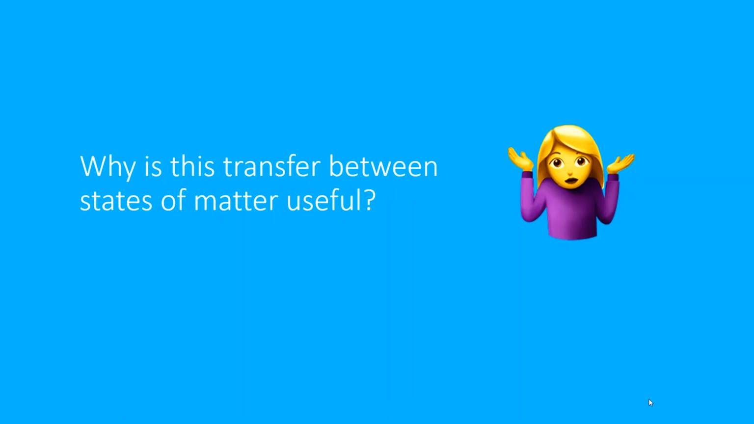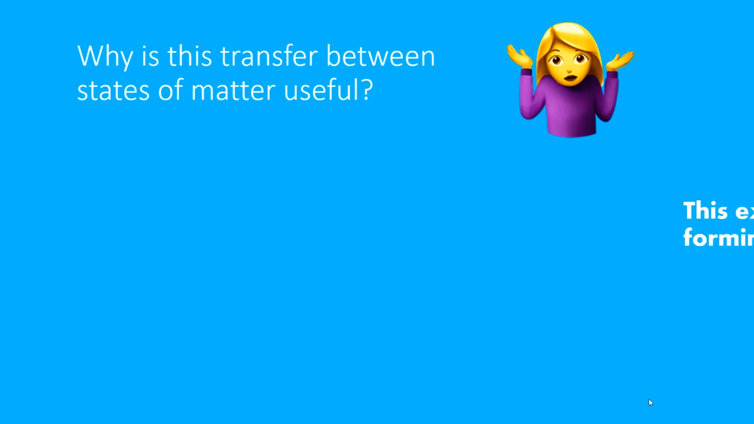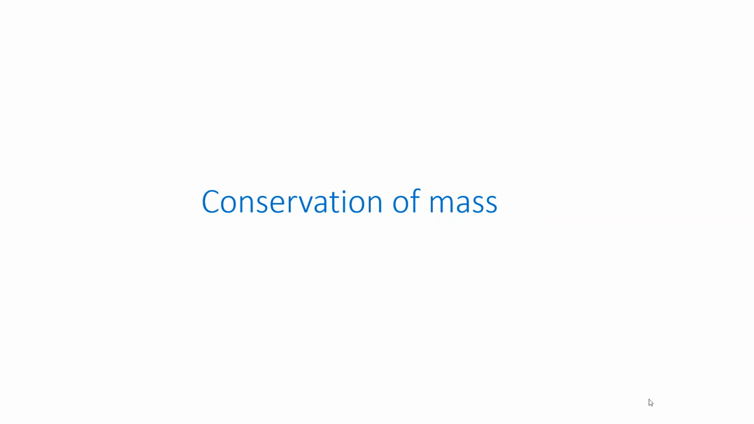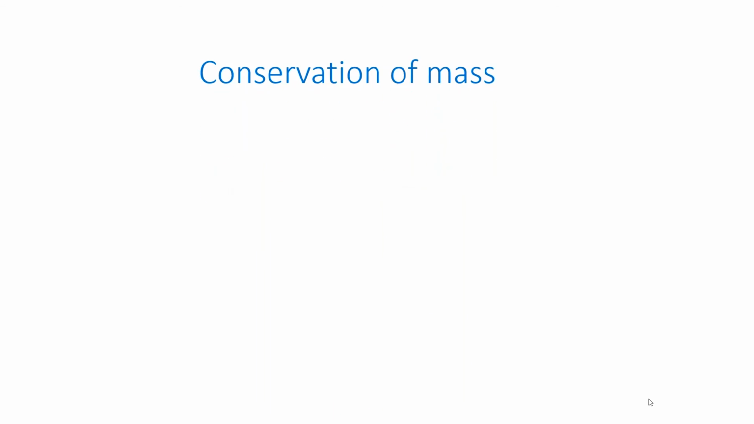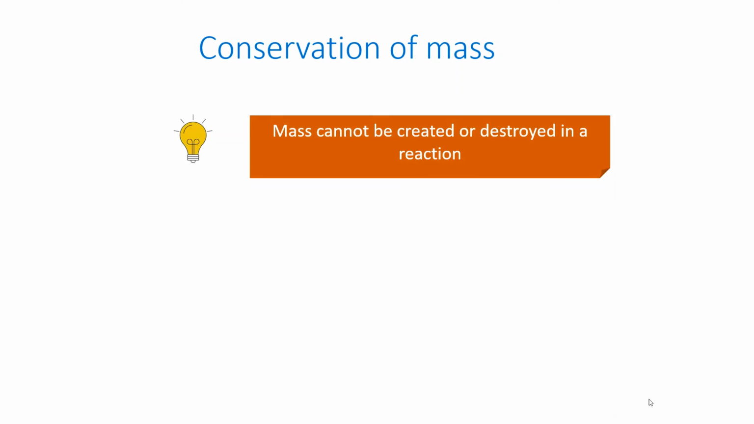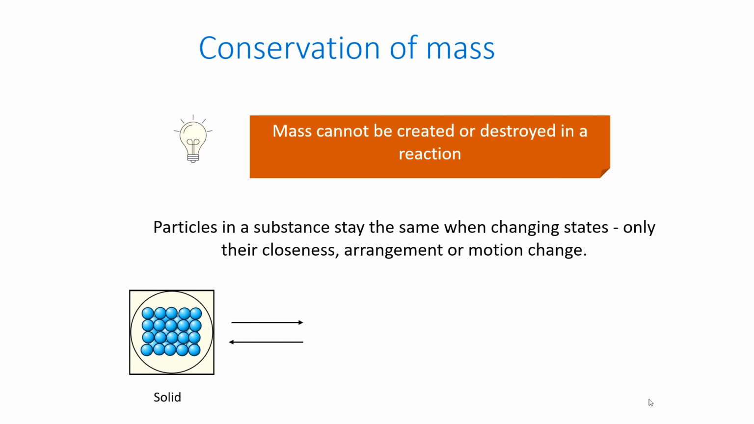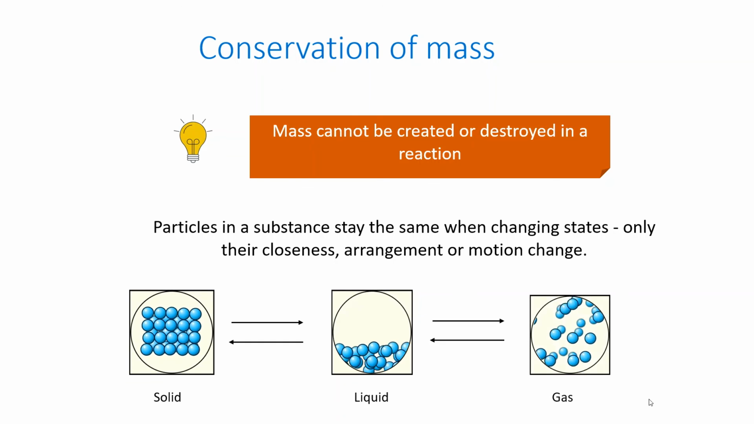But why is this transfer between states of matter useful? Well, it shows that through bond breaking and bond forming, chemical reactions can happen. And these chemical reactions have to follow a law. And this law is called conservation of mass. And this says that mass cannot be created or destroyed in a reaction. So particles in a substance stay the same when changing states, and only their closeness and arrangement or motion change, like going from solid, liquid and gas.